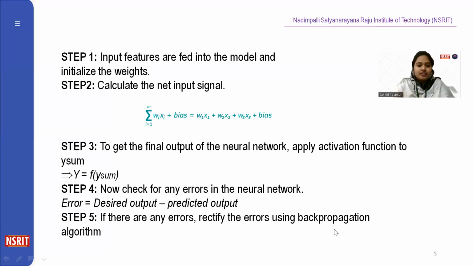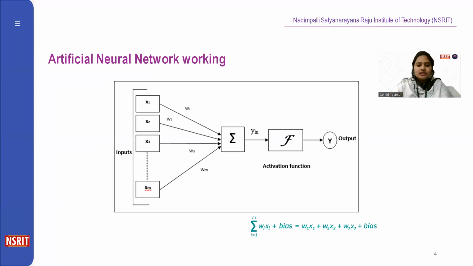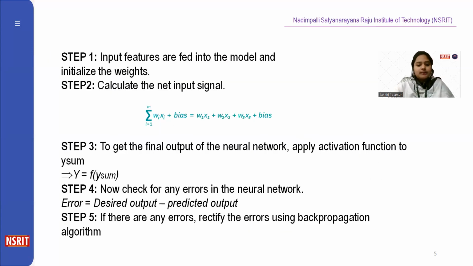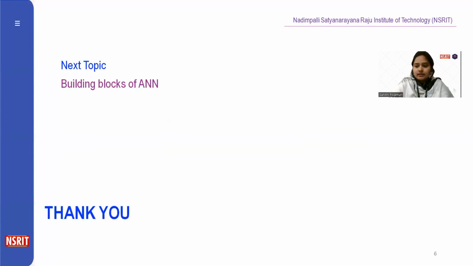And again here we will retrain our model. That means we will process the neural network again, until we get the desired output. Until there are no errors in our neural network, we will retrain our model. So this is how neural networks work. I hope this session is clear.